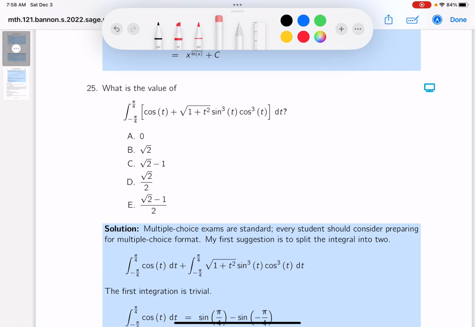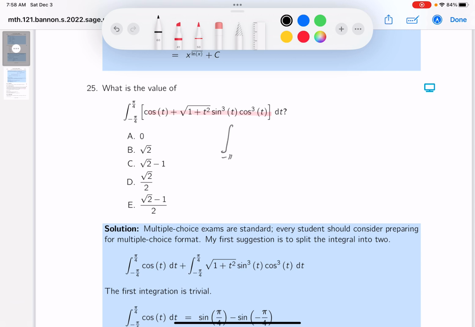Okay, looks like a pretty difficult integration. And what I would do over here, since I'm looking at the integrand, and the integrand is defined for all t, and certainly defined between minus pi over 4 and pi over 4, I'm going to split it into two integrations. And the first integration looks really simple to do.